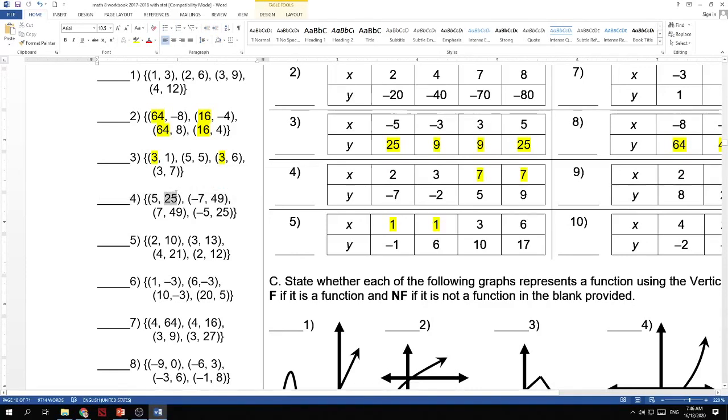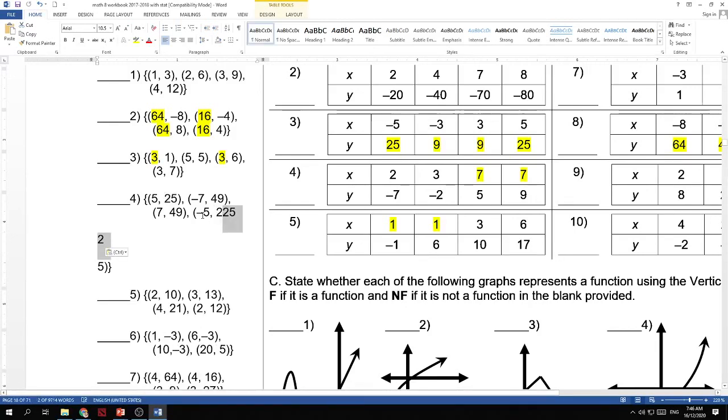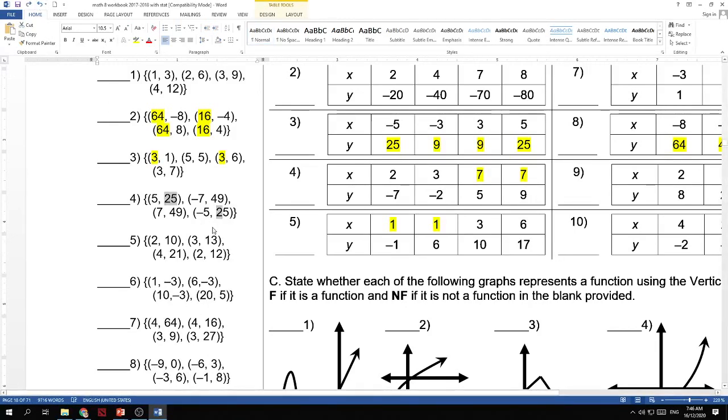Many to one. Look at this one. 25, 25. Sorry. Undo. 25, 25, 49, and 49 is repeating. What about number 5? Why is this one to many? Very good. The 2, which is in the domain, is repeating.